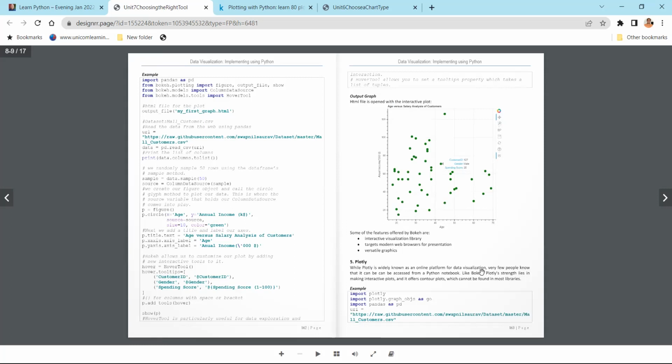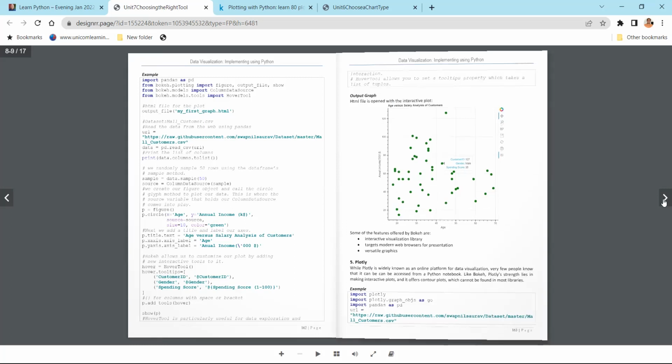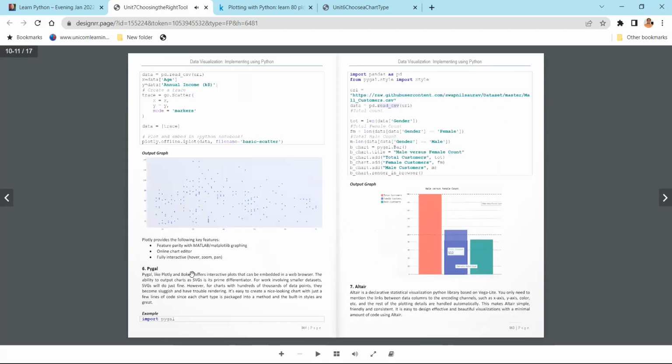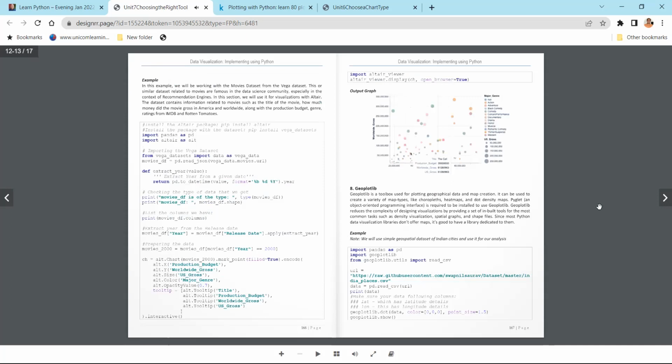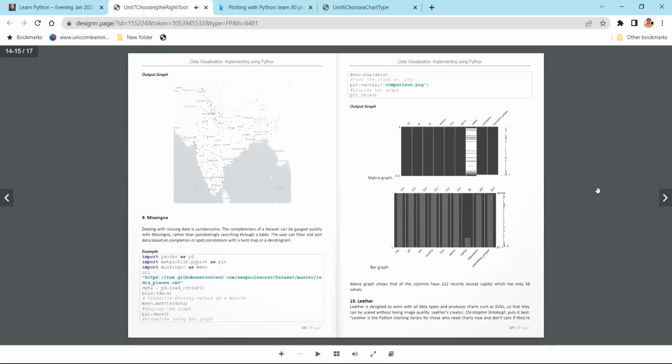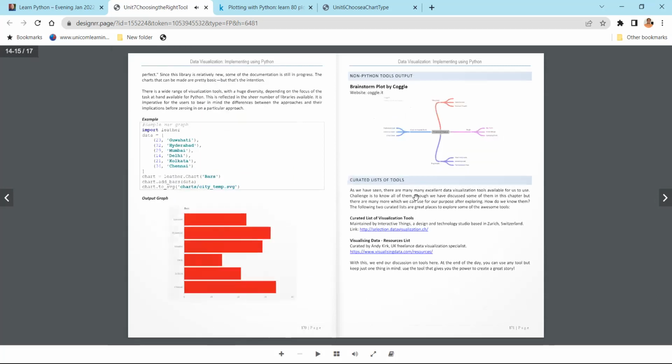Then you have Plotly, Pygal, Altair. These are different examples which I have done because I want you to just know that these things are there. There are things beyond what we learn, and you can practice those. These are your plots, and there are many more variations.